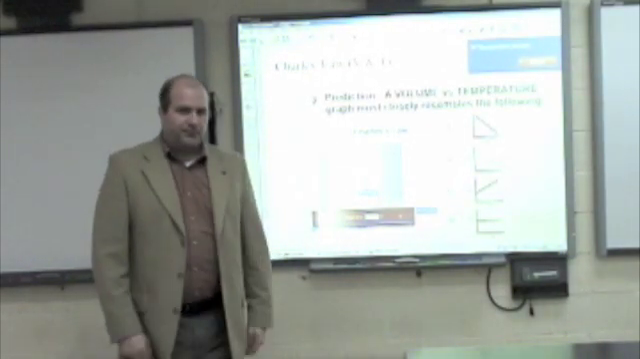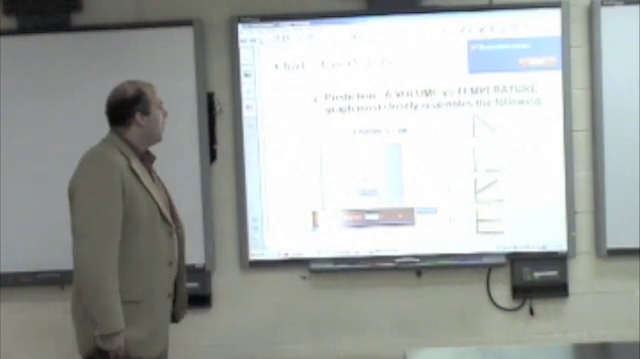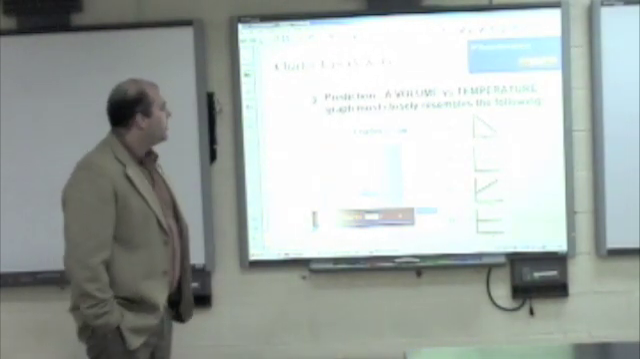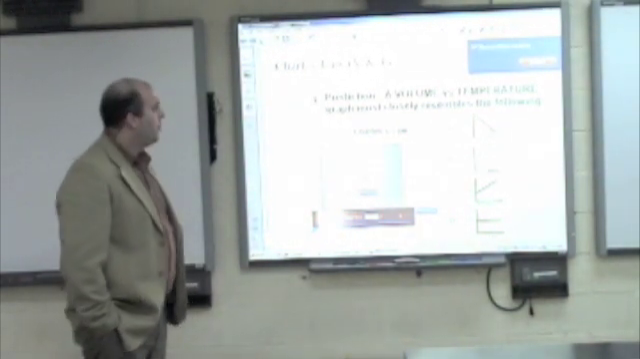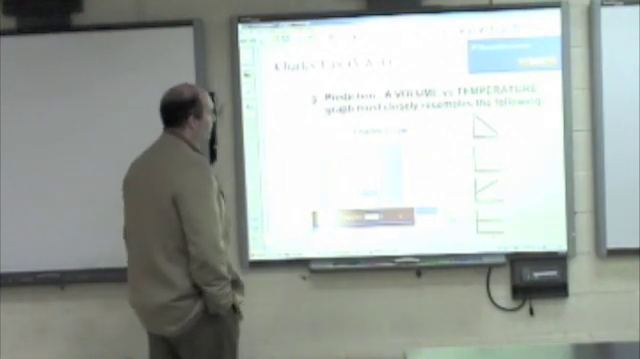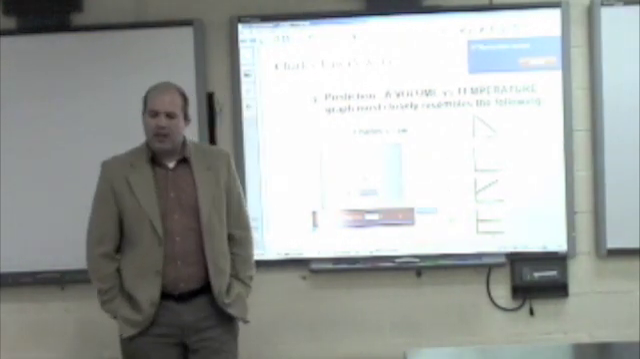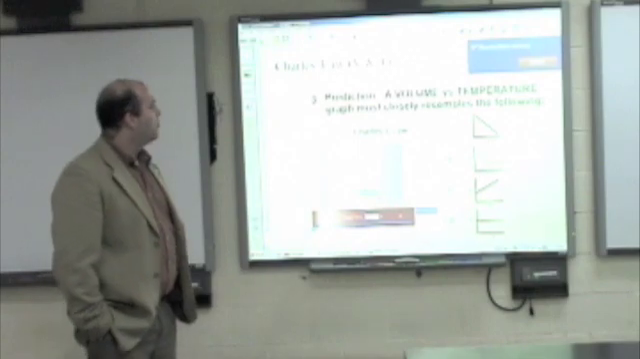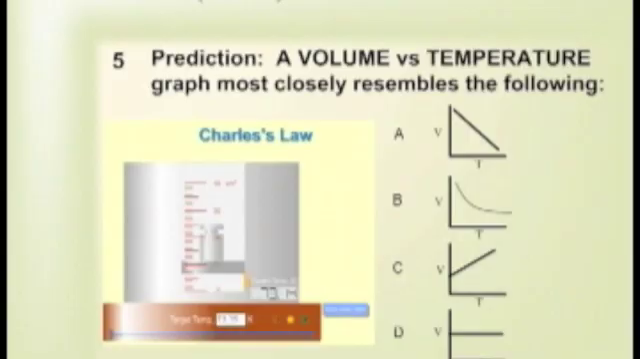Now we'll look at Charles' law. Charles' law looks at something very similar, except instead of looking at pressure and volume, it looks at volume and temperature. So without knowing it very much right now, I'm going to ask you to predict. What's going to happen to the volume of a container if I change the temperature? What will the graph look like? Will it be A, a downward slope, B, an inverse slope, C, an upward slope, or D, straight across?